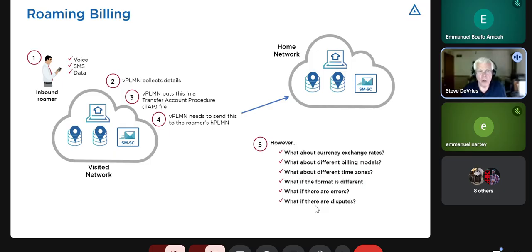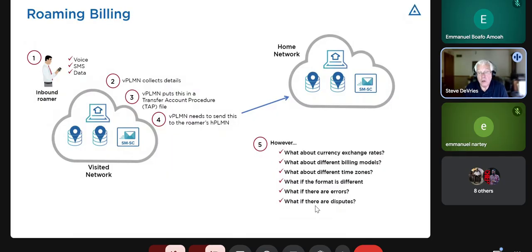Now, data is treated a little bit different. We'll talk more about that later. But it collects all the information about you. It collects your details. The visited system then puts it into what's known as a TAP file. It's a Transfer Account Procedures, a standardized file. And then the visited network sends it back to the home network. Okay, you owe me this much money. Pretty simple, pretty straightforward.